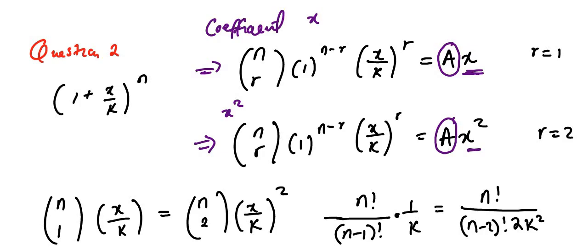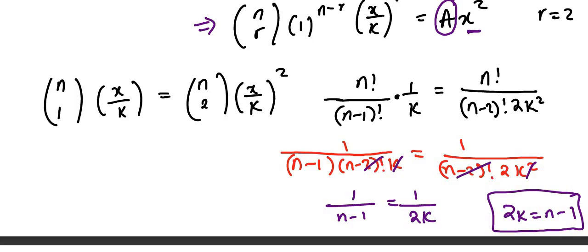So according to the first expression, r is simply going to be equal to 1, because x to the power r, then x to the power 1, right? So the powers are simply the same. In the second case, x to the power r and x to the power 2, meaning r is equal to 2.